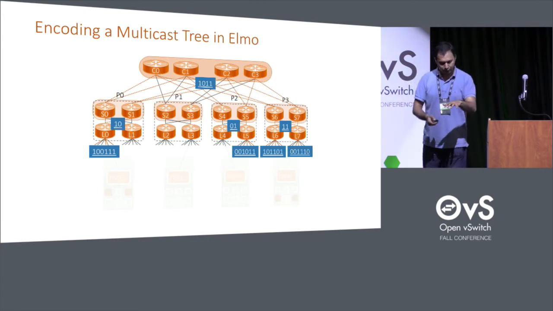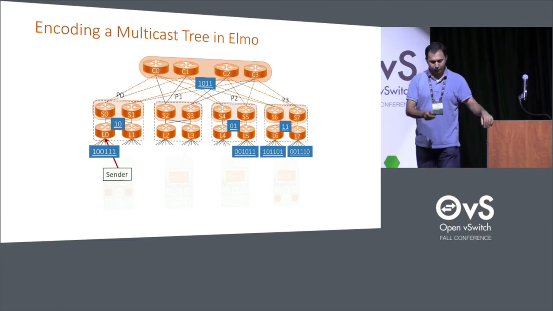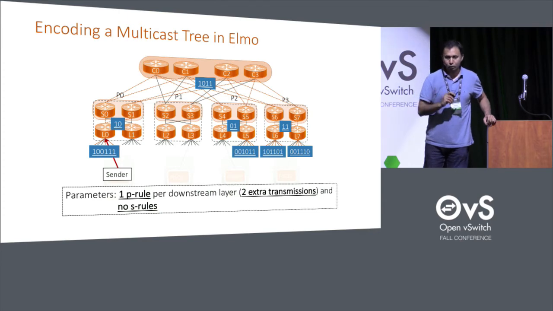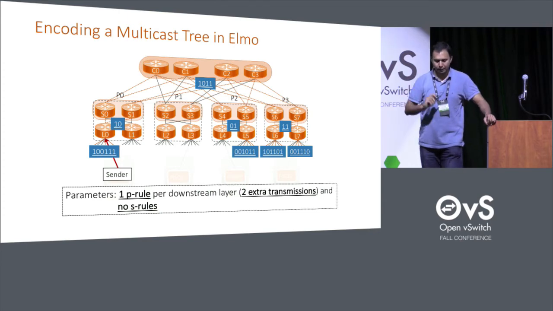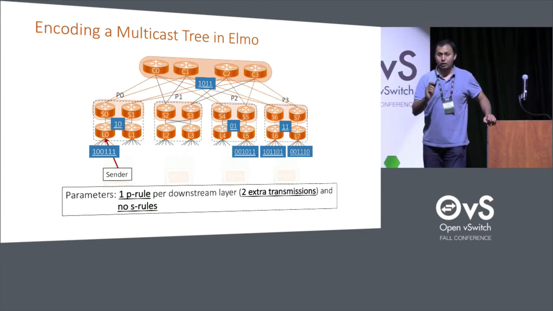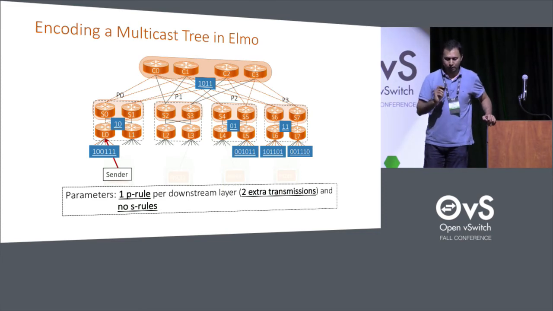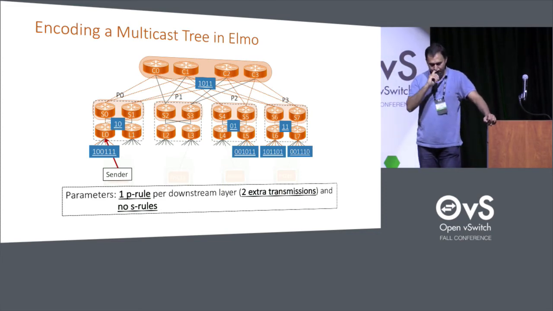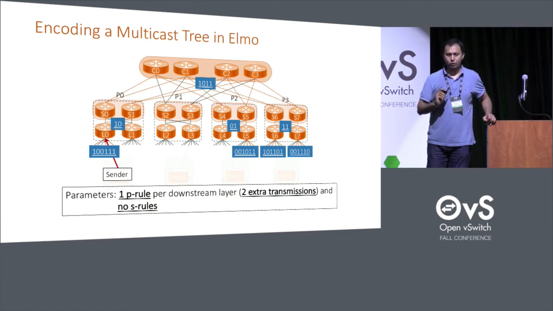And then if we look at this example that we have, assume that the sender is sitting under L0, and we have only one P rule per downstream layer, like for the spine and leaf layer, and we only allow 2 extra transmissions per P rule, and we don't have any S rules. Then the encoding for this design will look like the following.